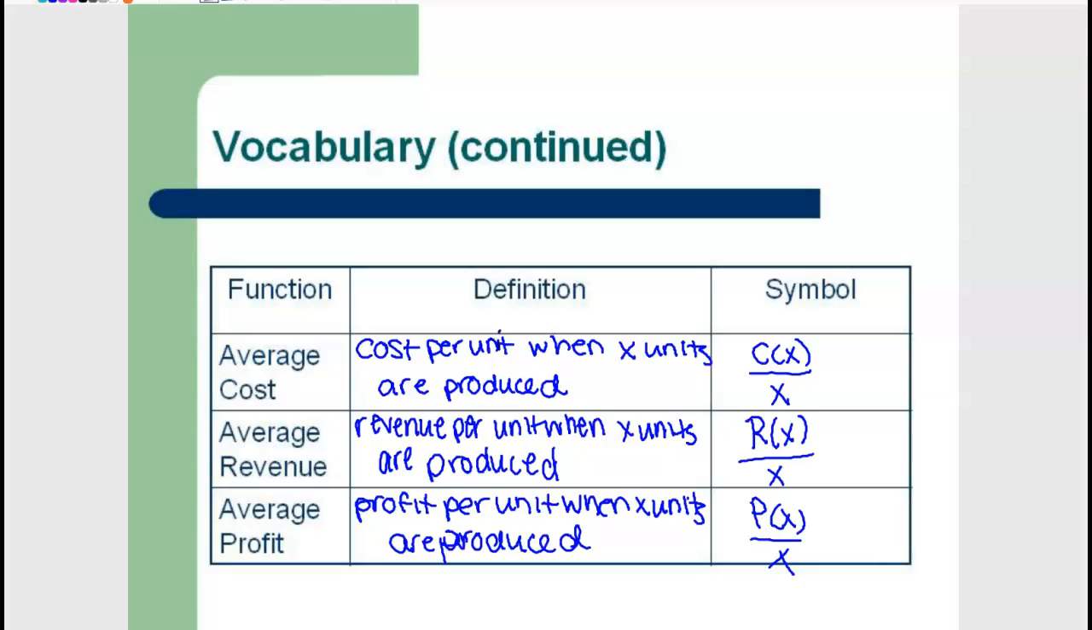Okay. So then all of the averages are all divided by X. So it's easy to remember. Average, divide by X.